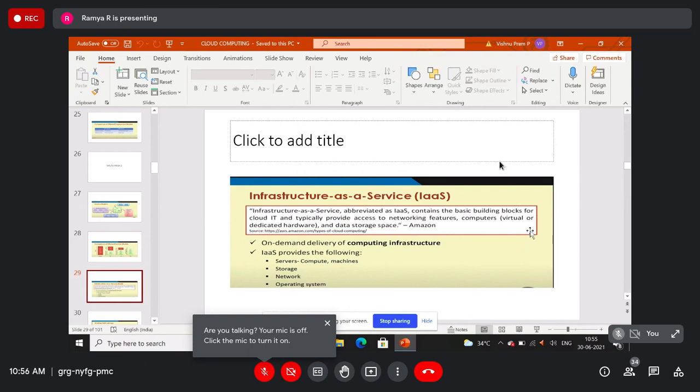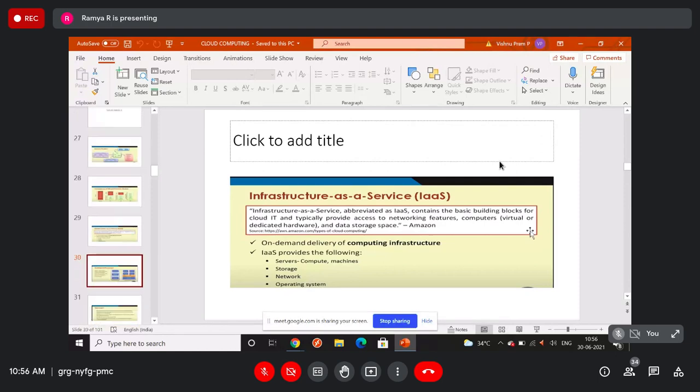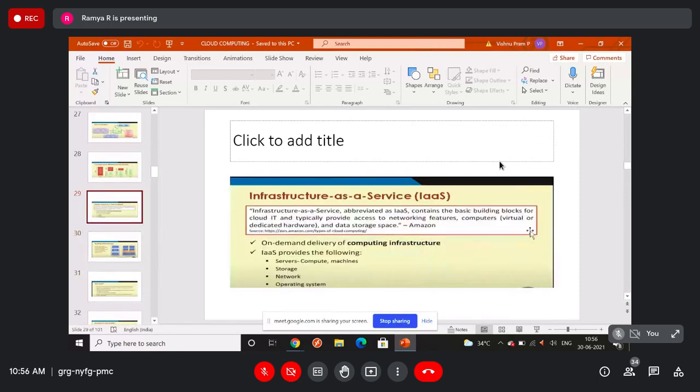So now we are at infrastructure as a service. I told you, here we get infrastructure like network access, storage, and operating systems as a service. This is just one definition: infrastructure as a service, abbreviated as IaaS, contains the basic building blocks for cloud IT and typically provides access to networking features, computers, and data storage space. I said it in short, and that is the definition.